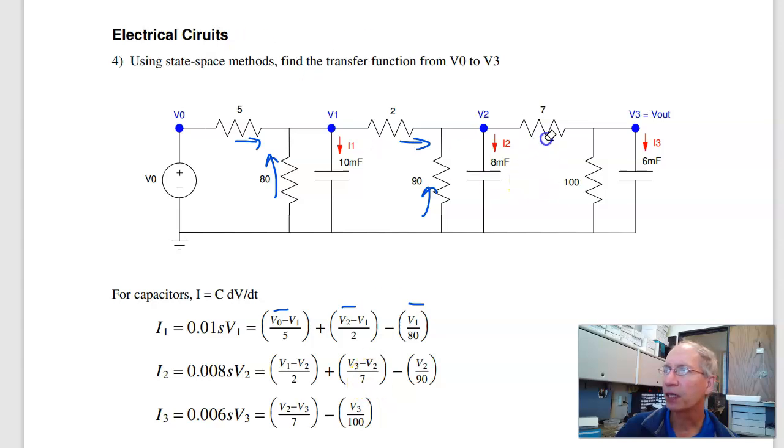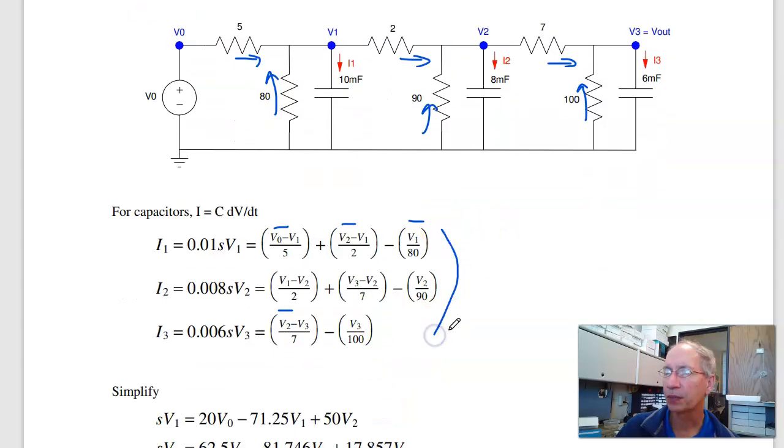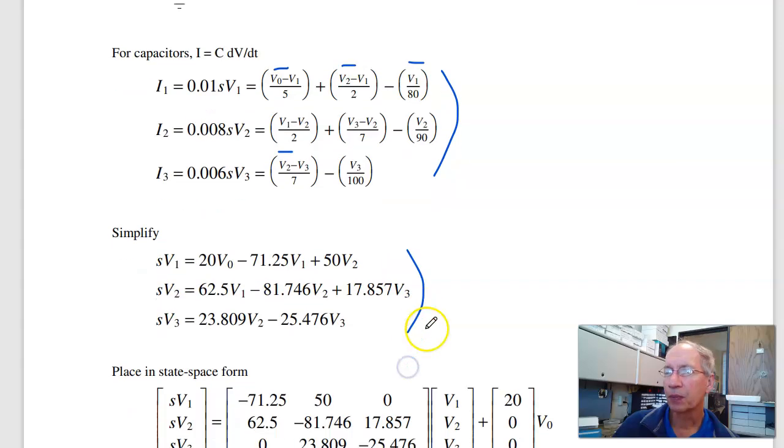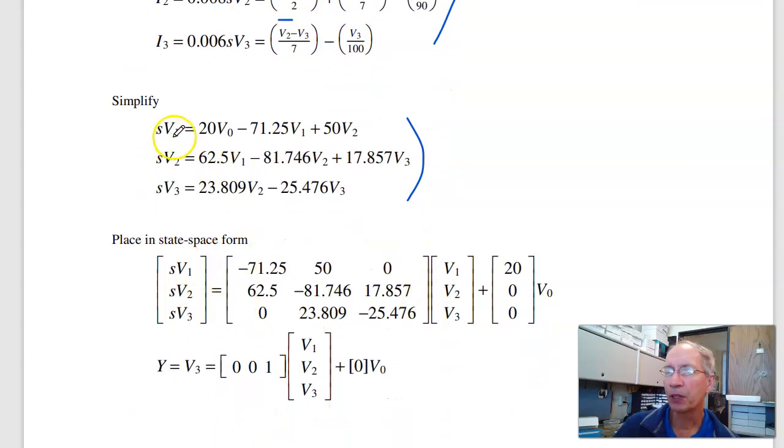And finally, I3 is the current from the left, (V2 minus V3) over 7, plus this current, (0 minus V3) over 100. So there's your equations. To put in state space form, solve for the highest derivative, put in matrix form. So sV1 is 20 times V0 minus 71.25 times V1 plus 50 times V2 plus 0 times V3. Repeat for equation 2, equation 3.